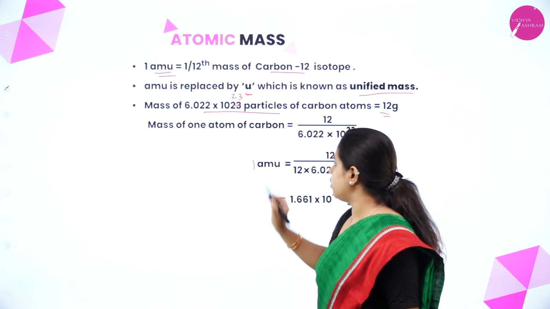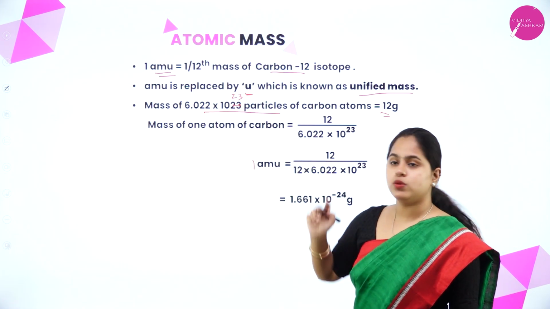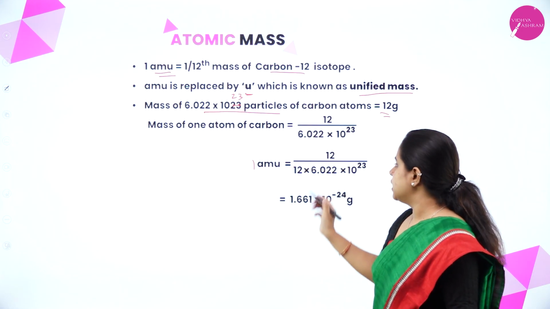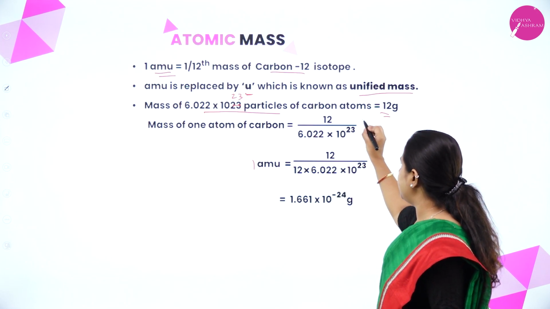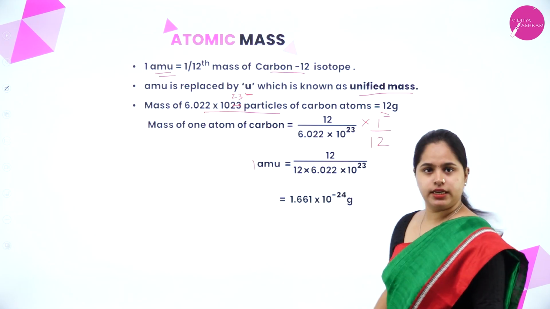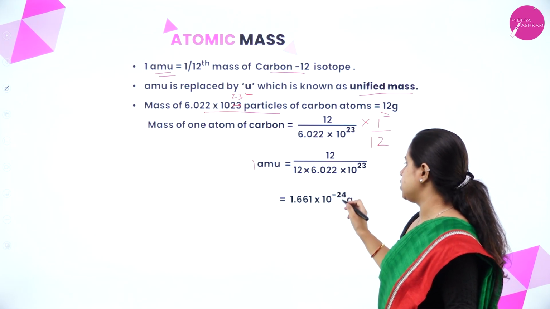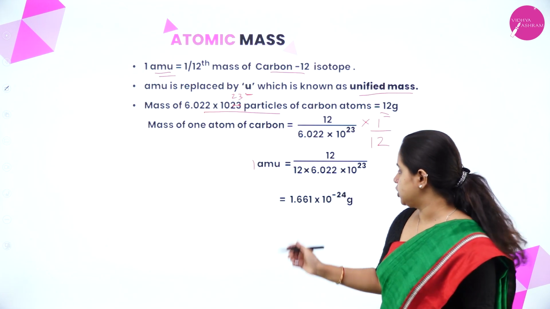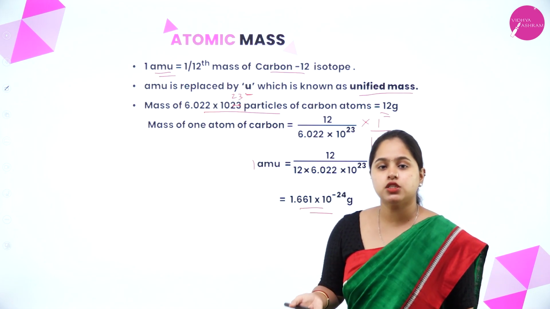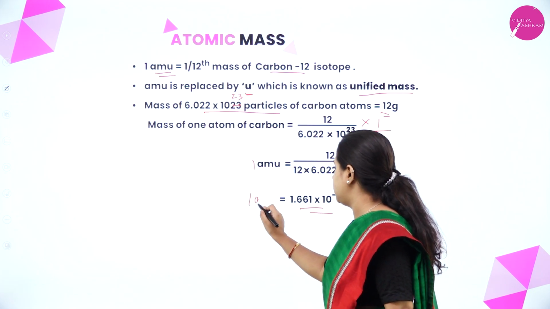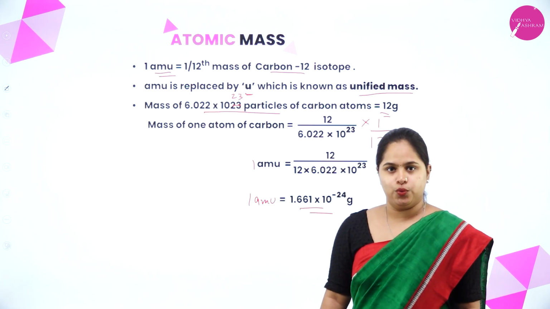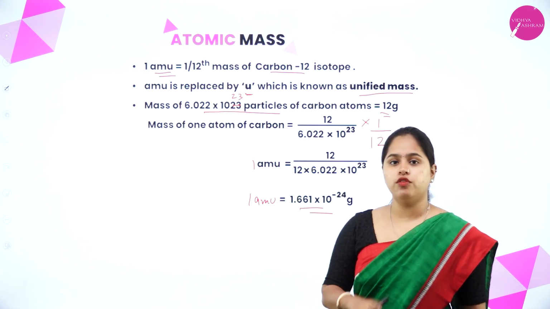Then what will be your 1 AMU? We know that 1 AMU is defined as 1/12 the mass of the carbon-12 isotope. So we multiply this value by 1/12, which is written here: 12/12 × 6.022 × 10^23, which gives you this value, 1.661 × 10^-24 grams. So this will be equivalent to your 1 AMU, or you can say 1 U. This is how you find out the value of your 1 AMU.